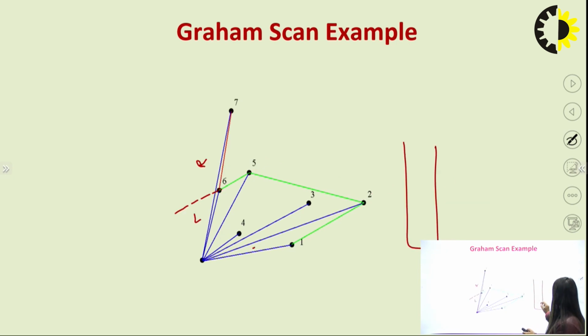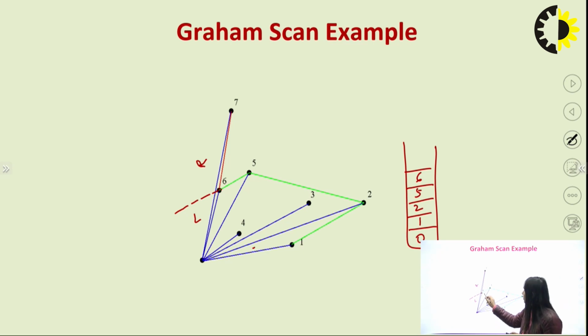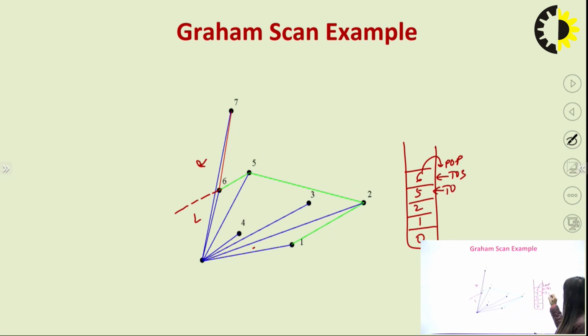Now 0 1 2 5 6, right? I have to pop 6 from there, from the top of the stack. If I pop 6, now I am at 5. Now my top of stack is 5, and I am standing on this point.